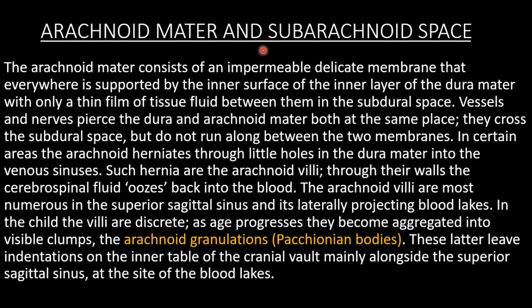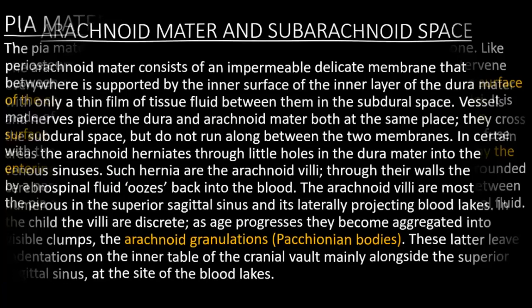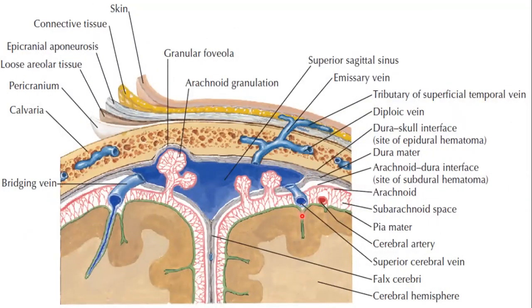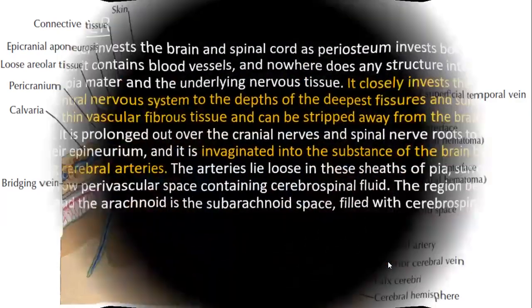Now, arachnoid matter and subarachnoid space. Maybe I should go back and show you the pia matter. You can see here, even into the sulci of the brain, it also invests those sulci. And you can see as the blood vessel here is gaining entry, it is also lined by the pia mater. So it is continuous with the nervous tissue everywhere, but it can be stripped off.